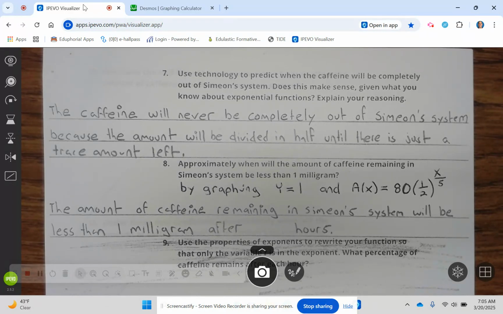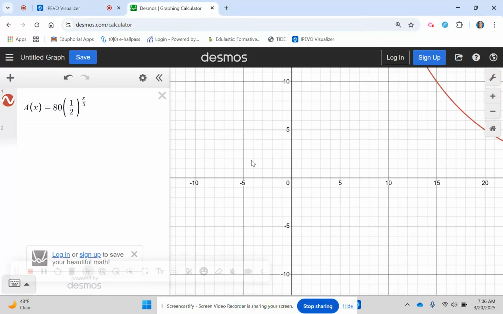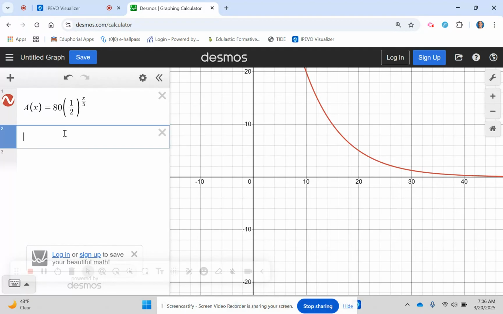8. Approximately when will the amount of caffeine remaining in Simone's system be less than 1 milligram? By graphing y equals 1 and A(x) equals 80 times (1/2) raised to the x divided by 5. Okay, so let's press the home screen. Zoom out just a little bit so we can see the graph. We already have this function graphed. Let's graph y equals 1.